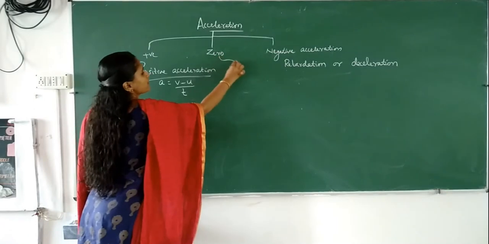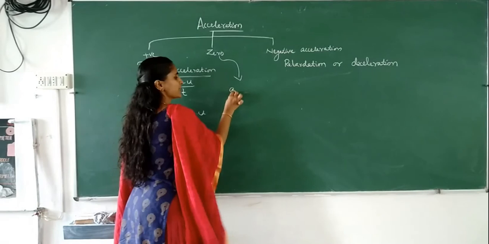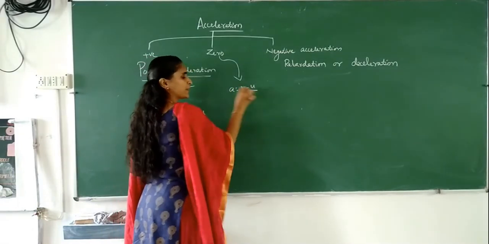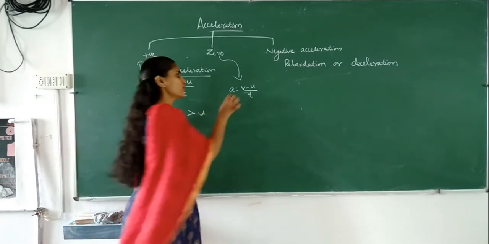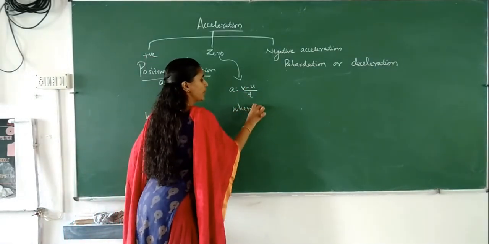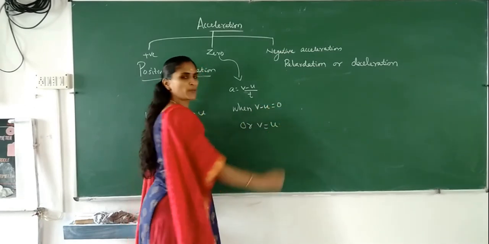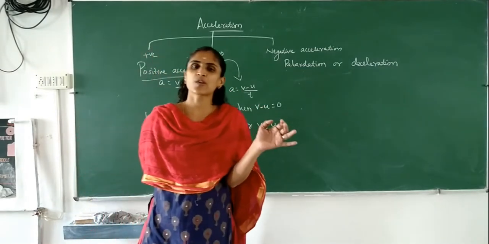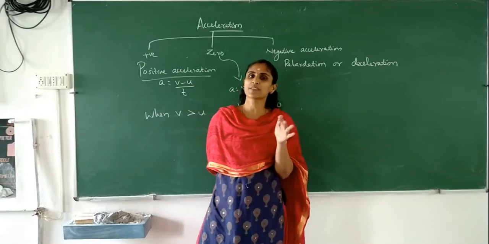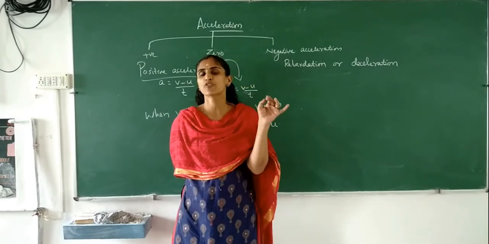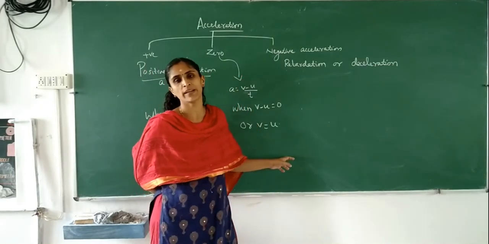Okay? And when it will be zero acceleration, again we have to consider the equation A is equal to (V minus U) by T. So when acceleration will be zero, V minus U is equal to 0, or V is equal to U. V is equal to U means final velocity and initial velocity are same, which means when the object is moving with the same velocity, uniform velocity, constant velocity, the acceleration of that object will be 0.